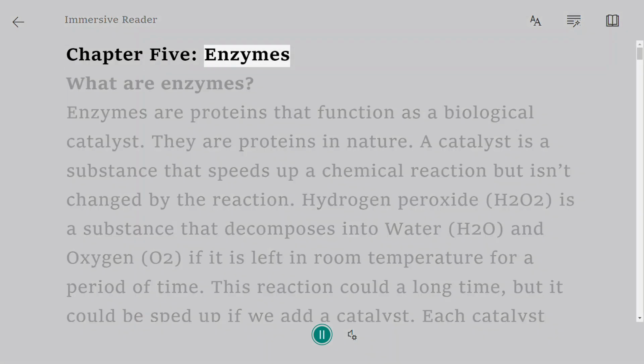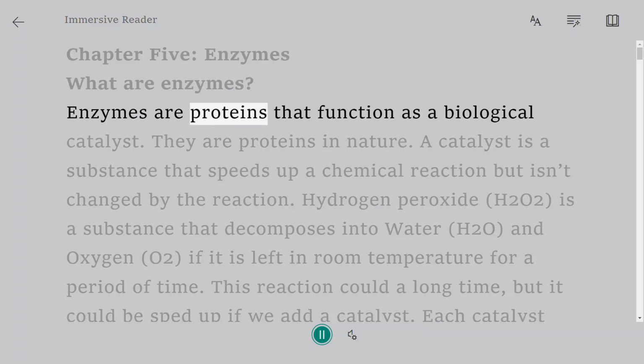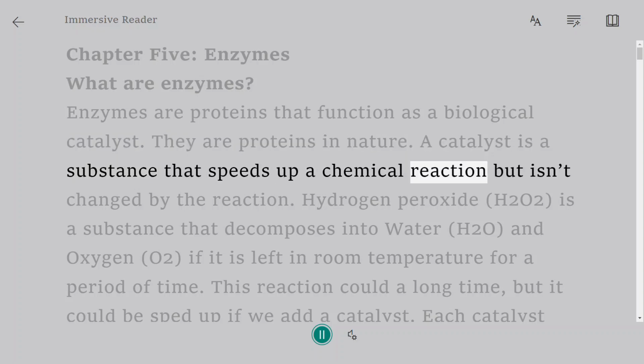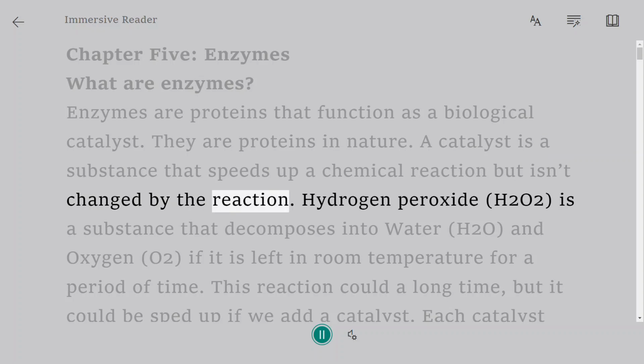Chapter 5, Enzymes. What are enzymes? Enzymes are proteins that function as a biological catalyst. They are proteins in nature. A catalyst is a substance that speeds up a chemical reaction but isn't changed by the reaction.